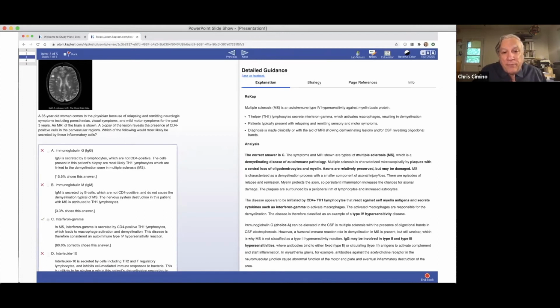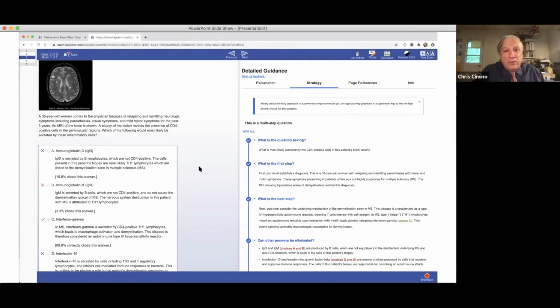Immunoglobulin G can be elevated in multiple sclerosis with the presence of oligoclonal bands, but it's not the primary humoral immune reaction that's occurring. This question happens to have a strategy section, so let's go look at what that looks like. This is basically following the strategy I outlined, and they rephrase the question as what is most likely secreted by CD4 positive cells in this patient's brain lesion.